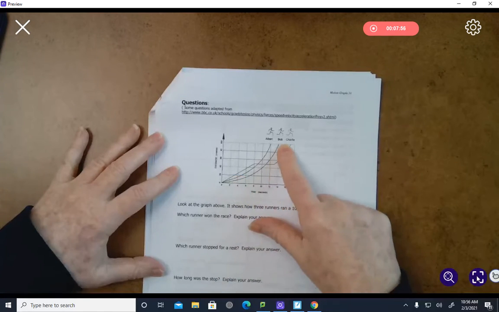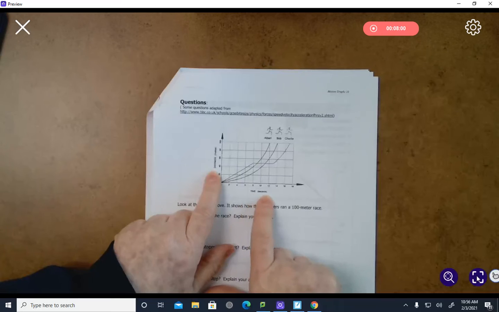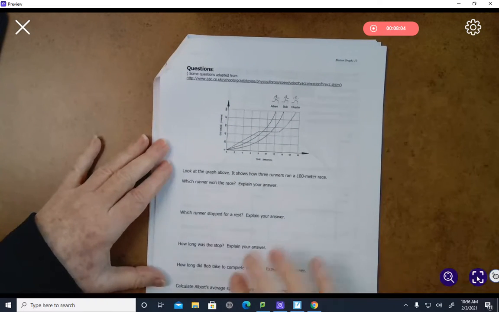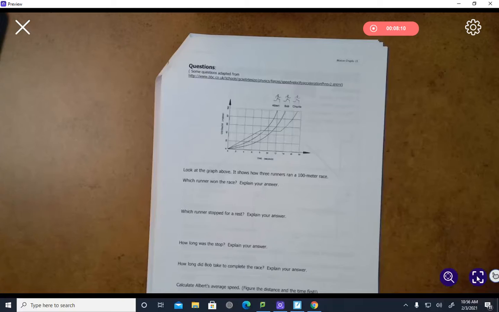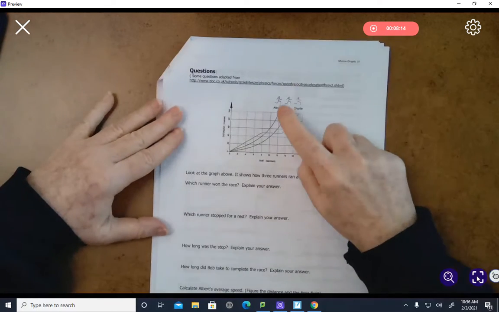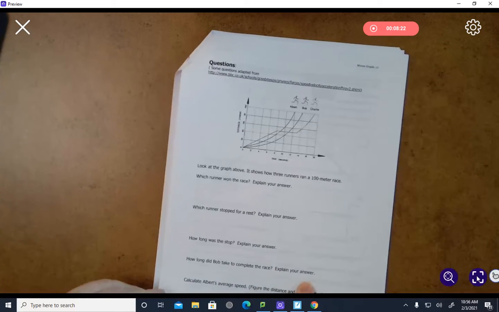We do have some circles here, but they really want you to use time, which was in seconds, and distance. You can feel free to use a calculator when you go to figure out the average speeds. Remember, average speed is total distance over total time. So you have to find Albert. How far did he run, and how long did it take him to run there? So you're going to kind of explain where you find that.